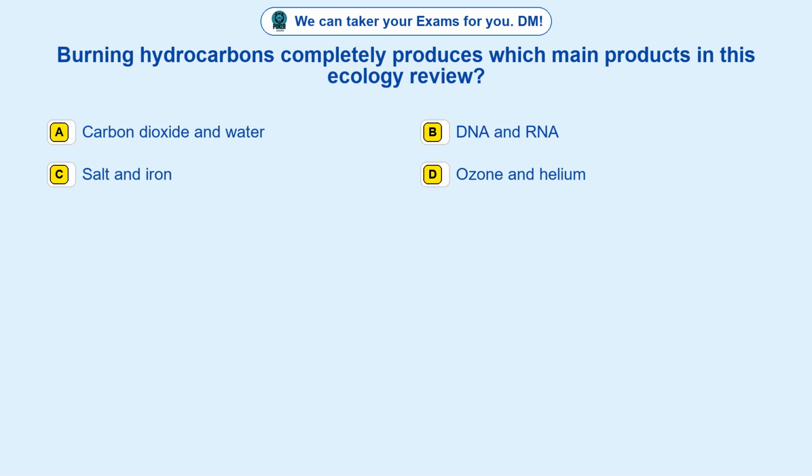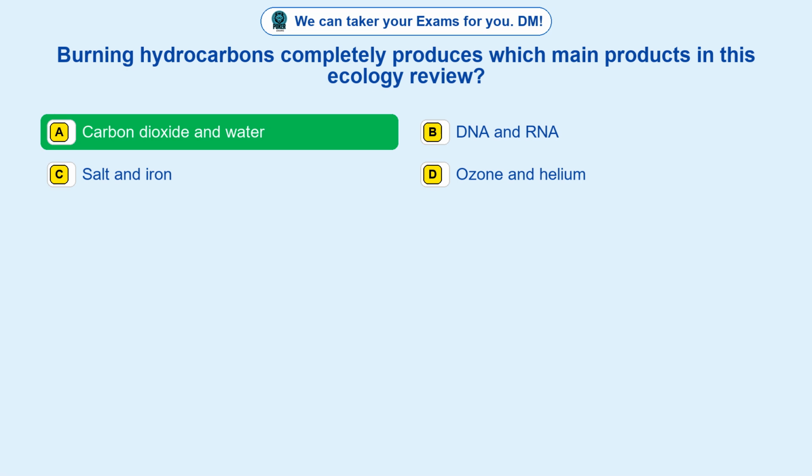Question 55. Burning hydrocarbons completely produces which main products in this ecology review? Option A, carbon dioxide and water. Option B, DNA and RNA. Option C, salt and iron. Option D, ozone and helium. The correct answer is option A, carbon dioxide and water.